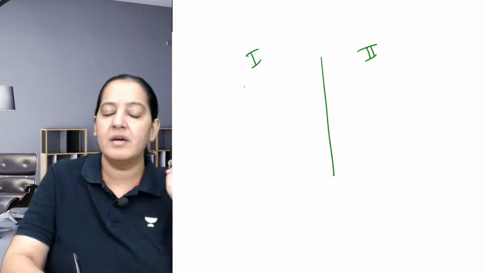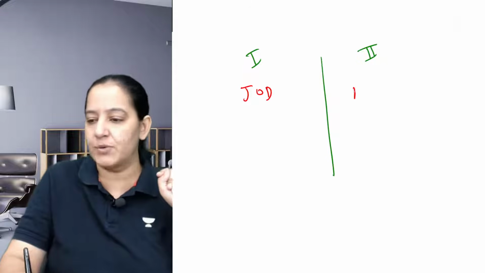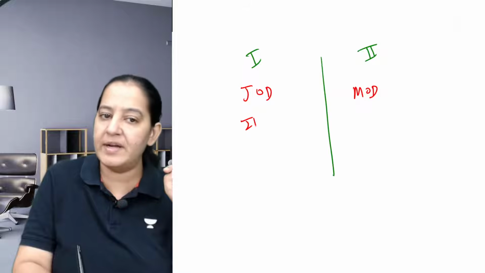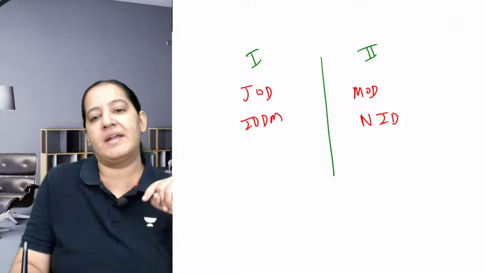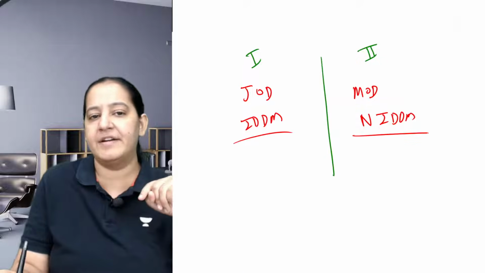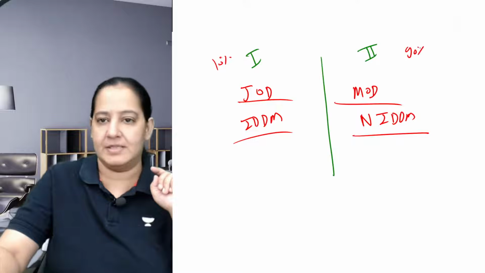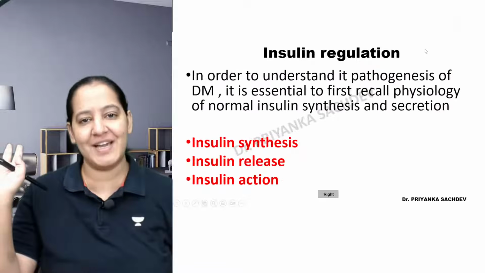What is type 1? Type 1 is known as juvenile onset diabetes. Type 2 is known as maturity onset diabetes. Type 1 is known as insulin dependent diabetes mellitus. Type 2 is known as non-insulin dependent diabetes mellitus. IDDM and NIDDM, JOD, MOD. Type 1 is 10%, type 2 is 90%. The concept should be crystal clear. Do you have any doubt? Shall I proceed ahead? Right.